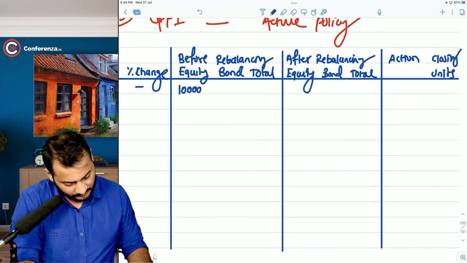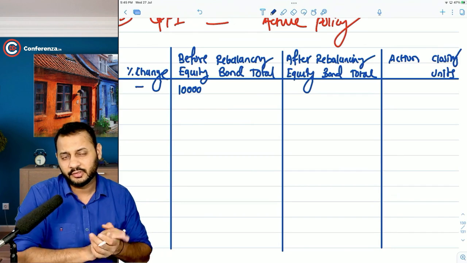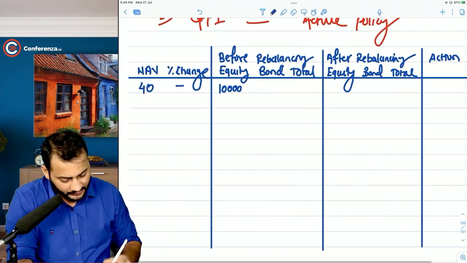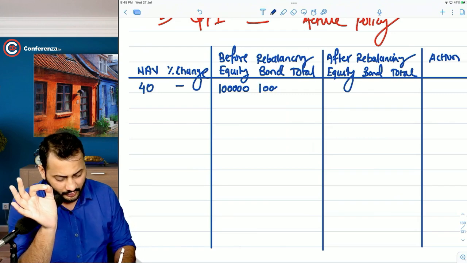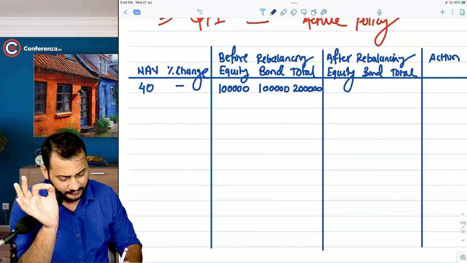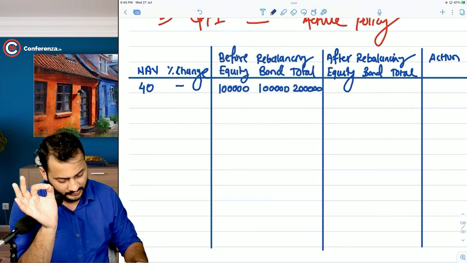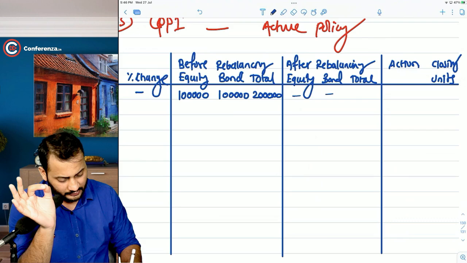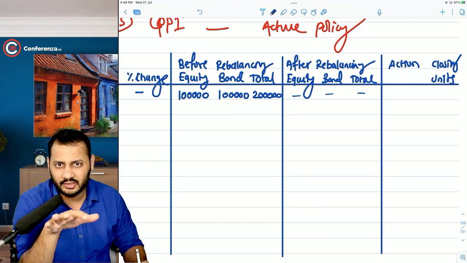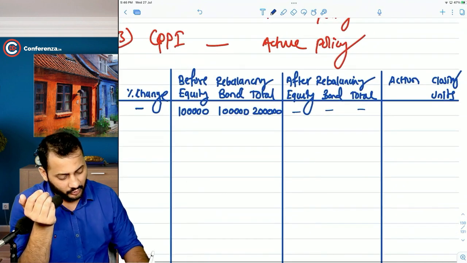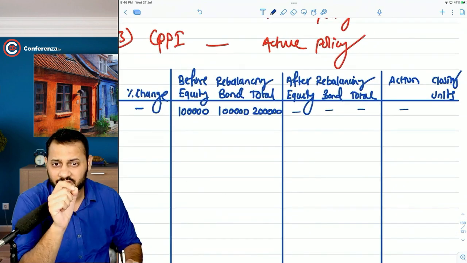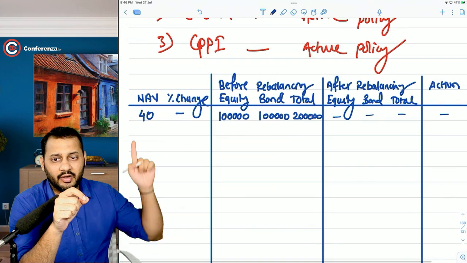units. Units means the number of shares in terms of equity shares. Let's start. 1 lakh you have invested in equity, 1 lakh you have invested in bonds. The total is 2 lakhs. Am I right? Okay, sir. Then after rebalancing, there is no need to rebalance, right? Because this is the first date. How many units you have purchased from the equity? 1 lakh divided by 40.